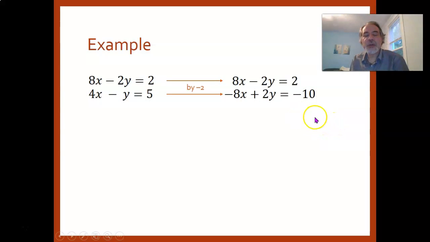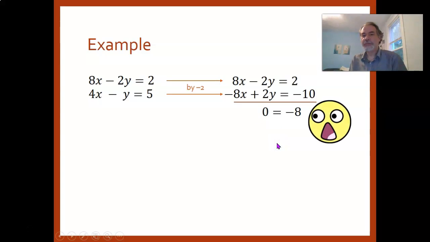Now I'm going to add these two equations together, and the 8x and the negative 8x kill each other off. The negative 2y and the 2y, they also kill each other off. They add up to 0. Meanwhile, on the other side of the equal signs, the 2 and the negative 10 add up to negative 8. So I've got the equation 0 equals negative 8. What does that mean? That's just plain not true. So that means that there's no solution to this system.